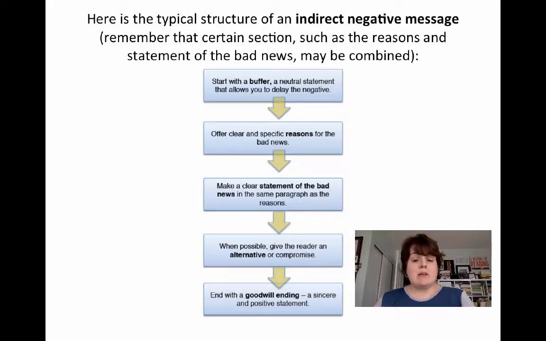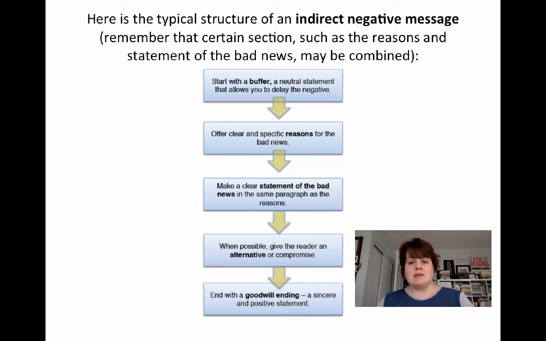The next part of the message, then, we move into building, again, our case here. So offering reasoning for why this is going to be bad news. So again, if it's about an interview that didn't go well, this might be the part of the message where the writer would say, we interviewed many very qualified people last week, and we had some very difficult decisions to make. All right, so we're starting to present reasons for why this person, this reader, is not the person who's going to get the job.